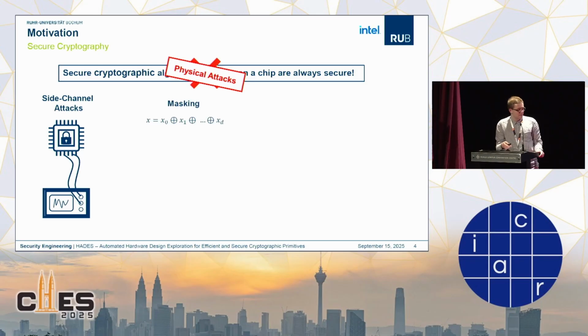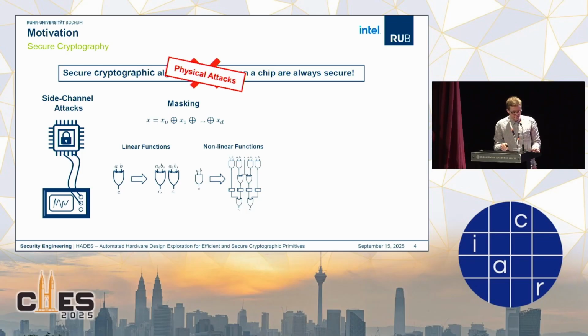And one of the most popular countermeasures is masking, where we split up the secret into multiple randomized shares, and then we only do the operations on these shares and not the secret anymore. And this is quite easy for linear functions, which we simply have to replicate. But for nonlinear functions, this gets really complicated because we have to sometimes add register stages, add fresh randomness, and overall it just gets way more complex. And so if you want to mask an entire circuit, that's very, very complex.